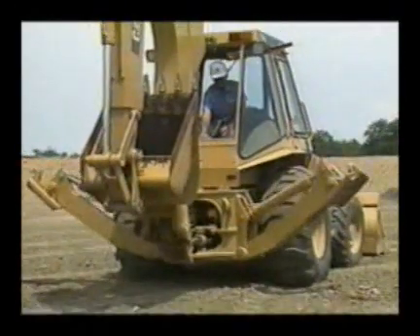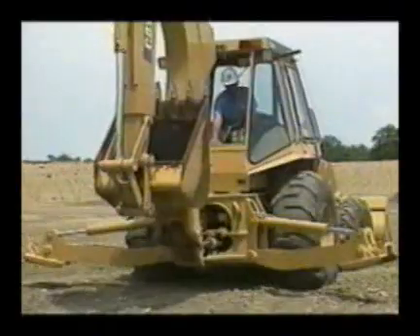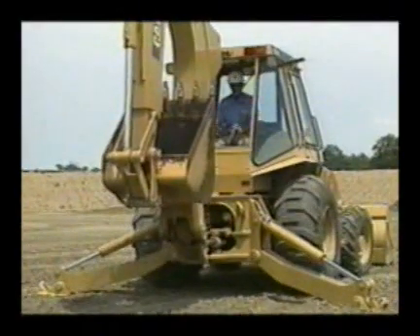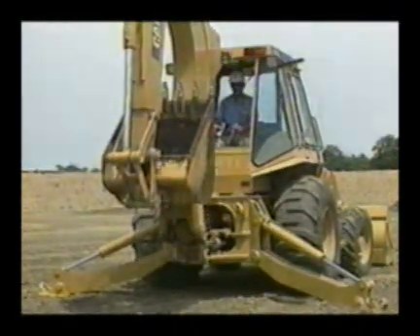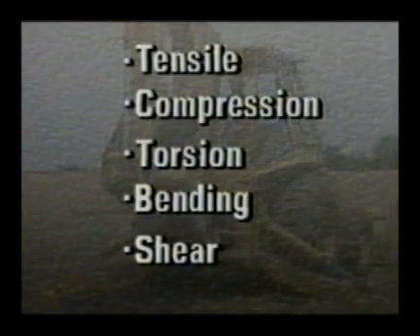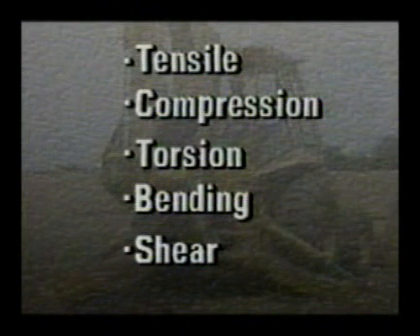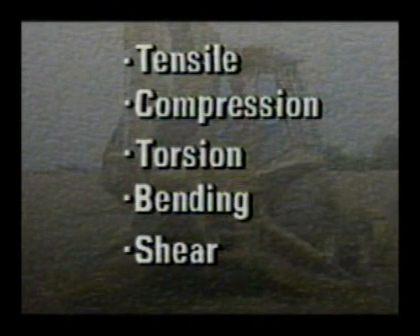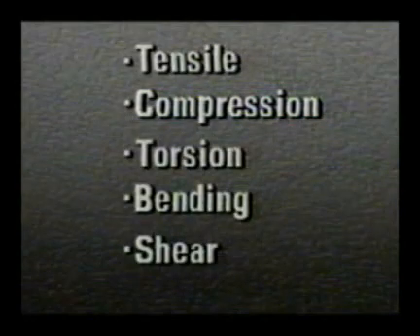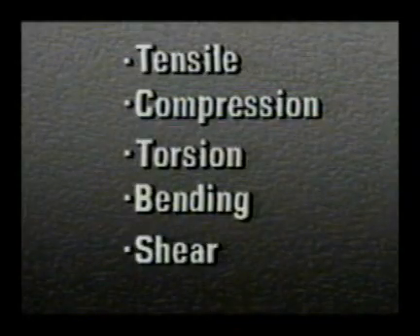Watch the outriggers on this backhoe loader as they are lowered. Which of these 5 load types did the hydraulic cylinder experience? Did you select compression? If so, you're correct. The cylinder pushes against the outrigger on one end and against the frame on the other, resulting in compression loads. In this topic, we reviewed the 5 load types that can be applied to parts.